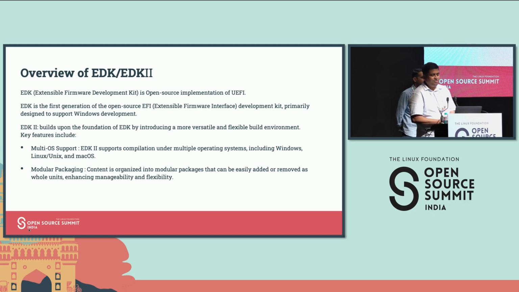EDK was initially started in 2004, and it was the first generation framework, which was primarily focused on Windows development or Windows systems. Afterwards, EDK II got implemented, which has more versatile and flexible features and supports multiple operating systems like Linux and Mac OS. Then it comes with packages.